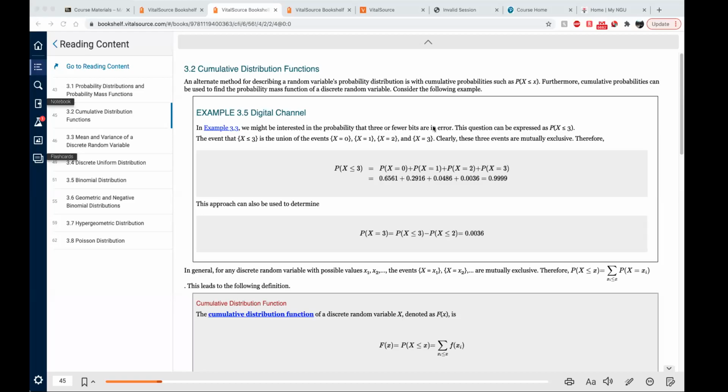In this video, I'm going to cover sections 3.2 and 3.3. Okay, so 3.2, cumulative distribution functions. Let's just jump into example 3.5.